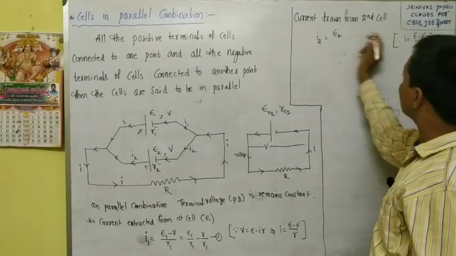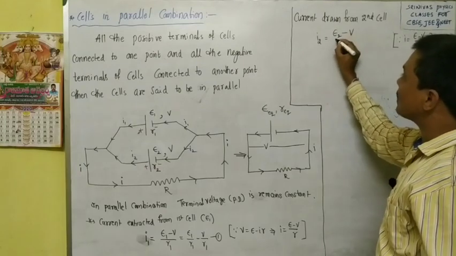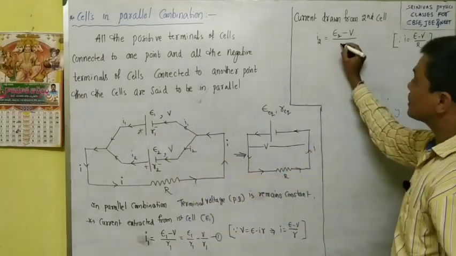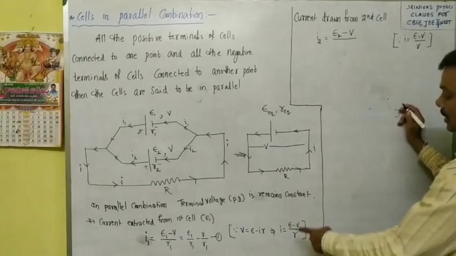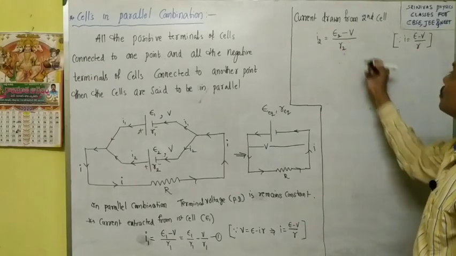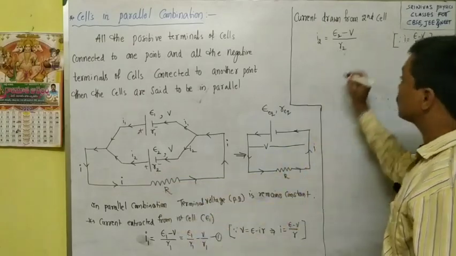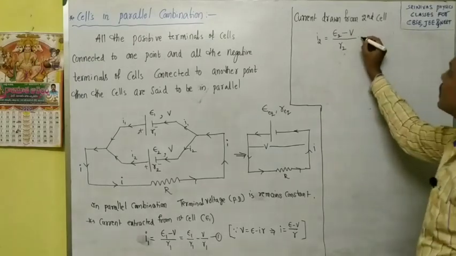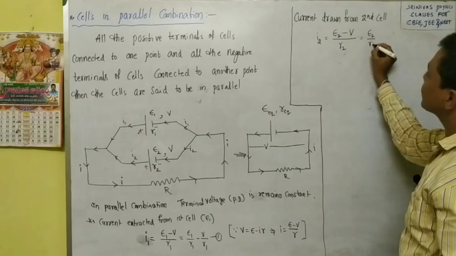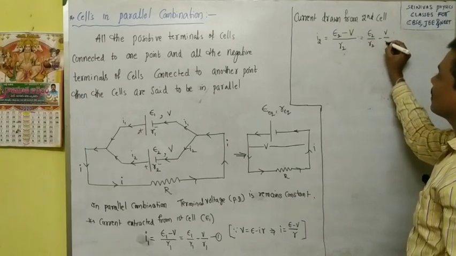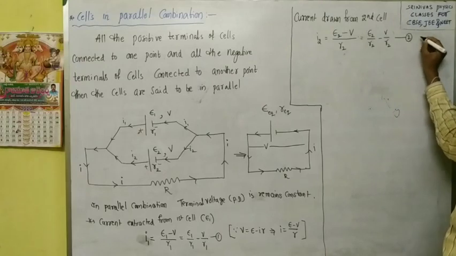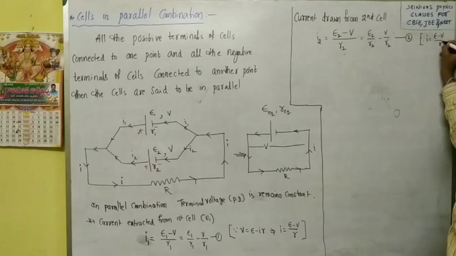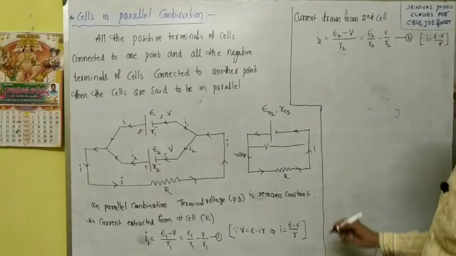EMF of the second cell is E2. E is E2, minus the potential difference V. Why? Because the potential difference, the terminal voltage, is the same, since they are in parallel. By the internal resistance of the second cell, R2. This we can write as E2 by R2 minus V by R2. This is equation 2. We are writing this from the basic formula, that is I is equal to E minus V by R. Right? Okay.